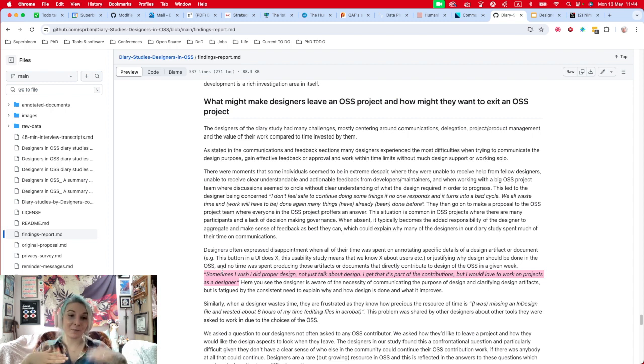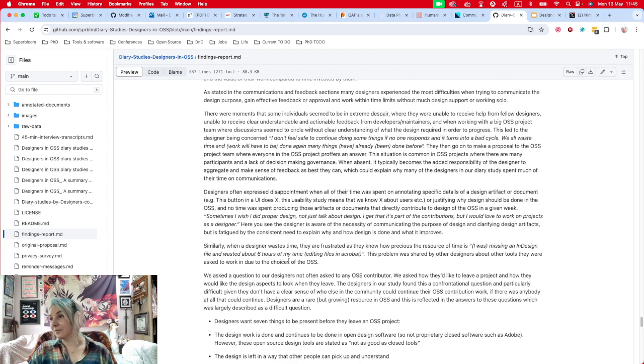That's the sort of comparison: designers are spending 80 to 90% of their time just talking about why they should do things, how, why, and that it's important, rather than actually doing the thing they studied for or have always wanted to spend their time doing, which is design work. Wasting time makes them think about leaving projects.